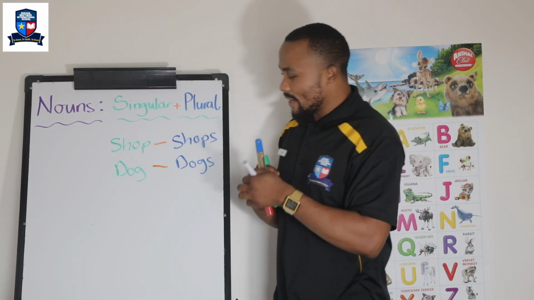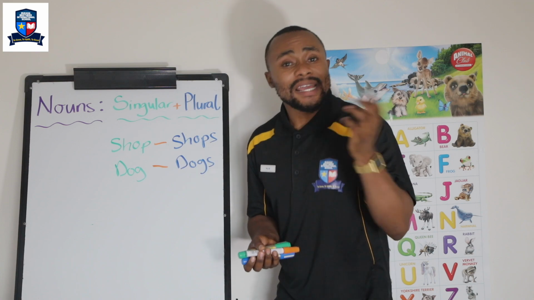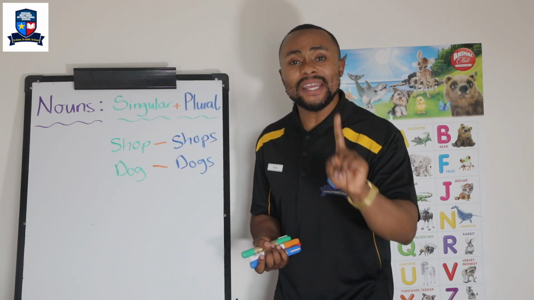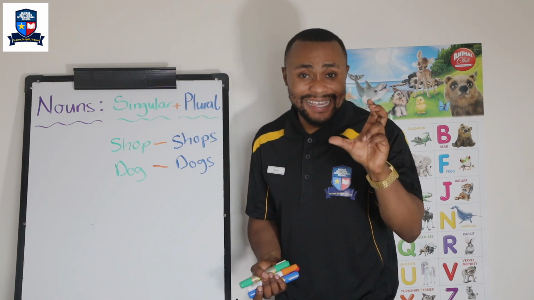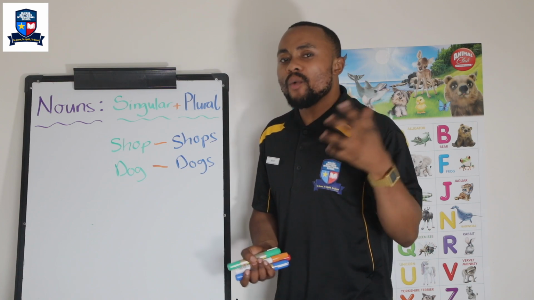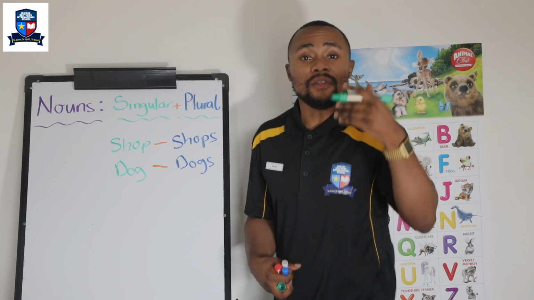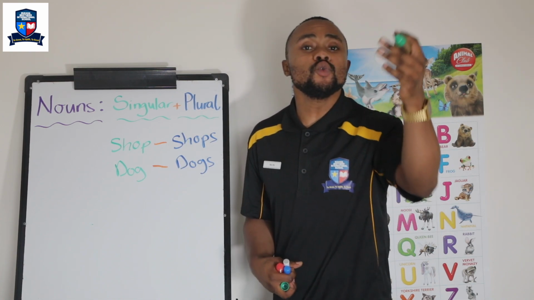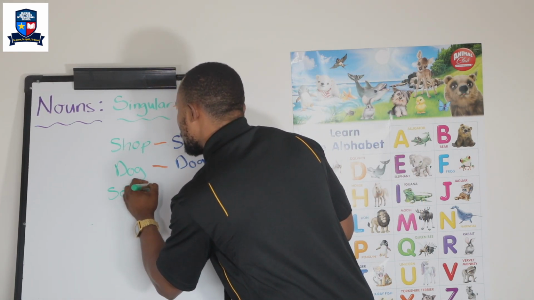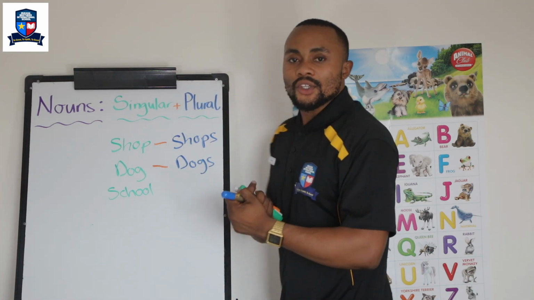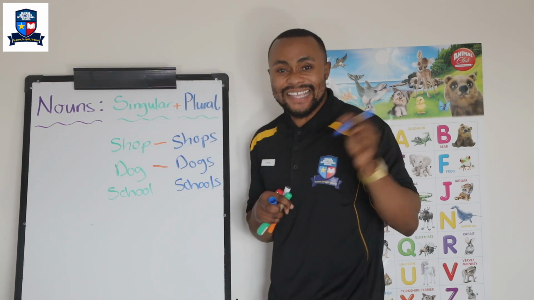Let's think of another one, school. School is a noun, okay? But school is one. It's a school. It's singular, which means one school. But if we want to show that it is a plural form, more than one school, it becomes schools. Schools, okay? From school it became schools, with S at the end.